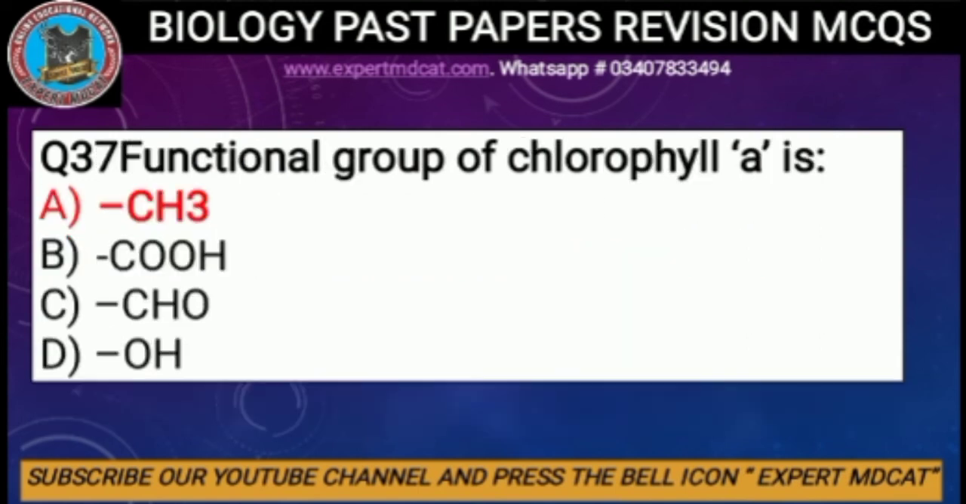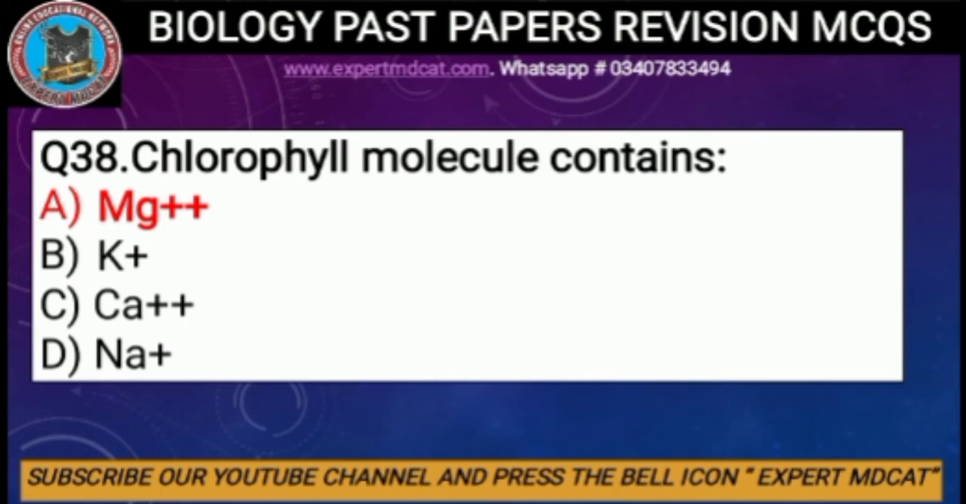Question number 37: the functional group of chlorophyll A is CH3, that is a methyl group, while CHO, that is a carbonyl group, is the functional group of chlorophyll B. Question number 38: the chlorophyll molecule contains. The central atom is magnesium. So the correct option is A, that is magnesium.